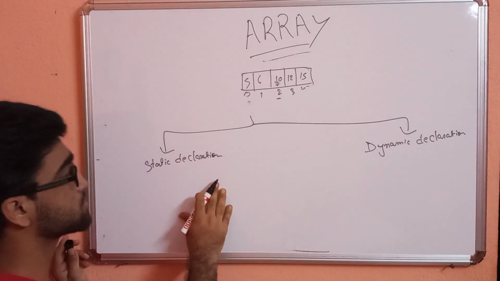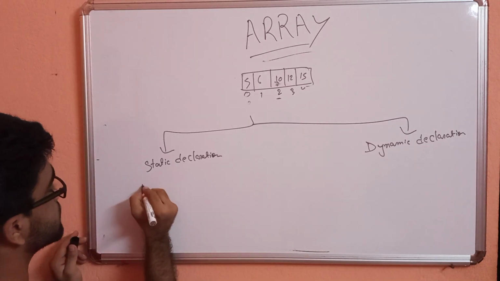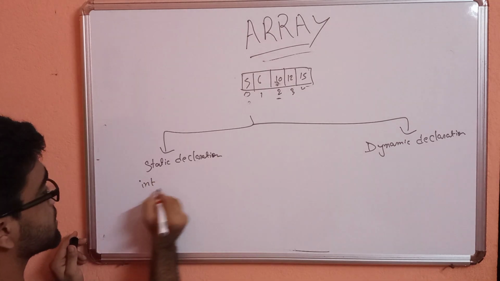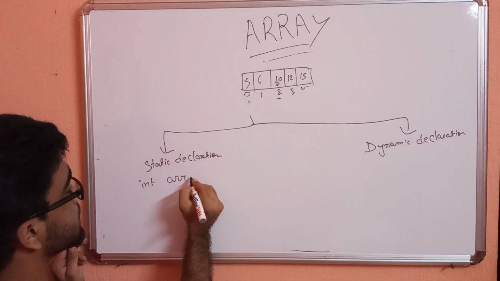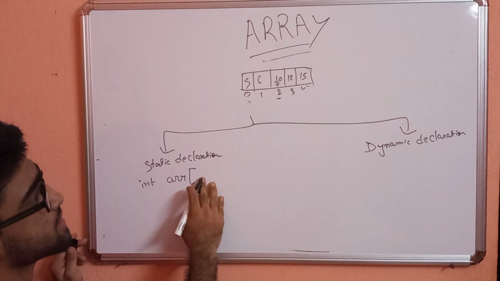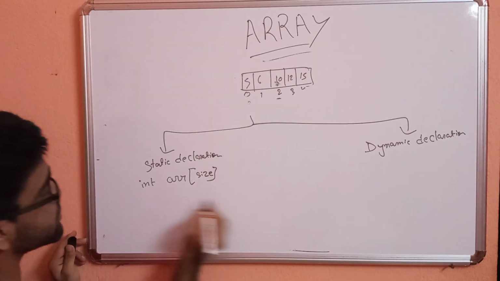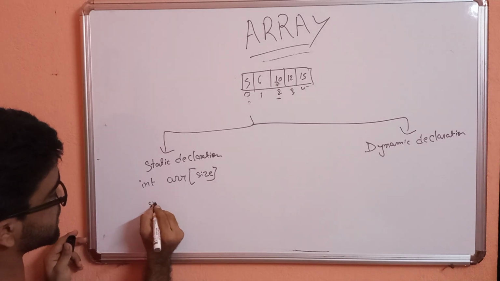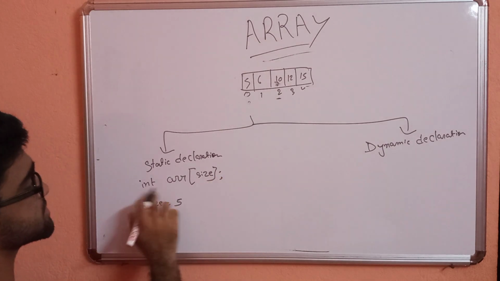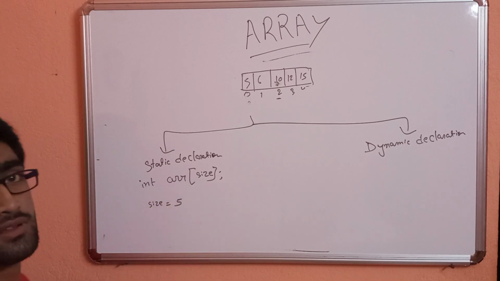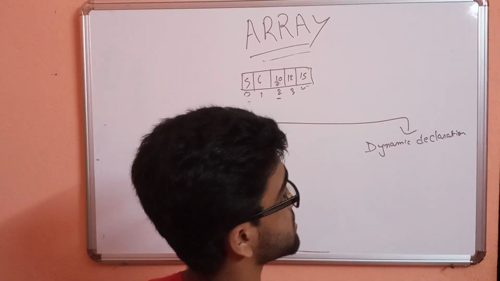In case of static declaration, what we need to do for declaring an array? Suppose we are declaring an integer array. We will simply write int data type, array name. We are considering here ARR for array, and size. Let us consider this as size. Later you will take the input of size. Here I am writing size equals 5. Okay, this array will get declared. This is a static declaration of array. This size will not get altered during the runtime of the program. This is fixed.